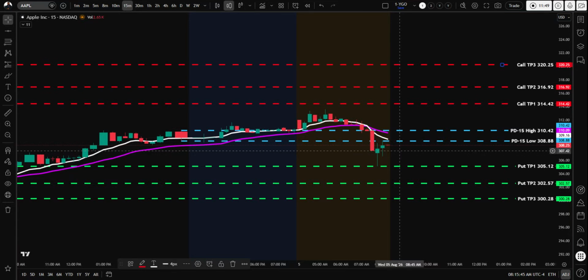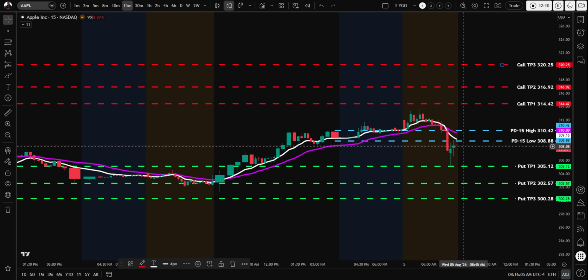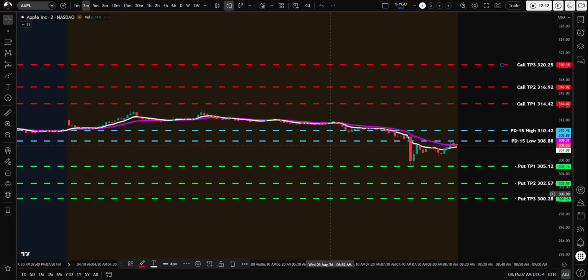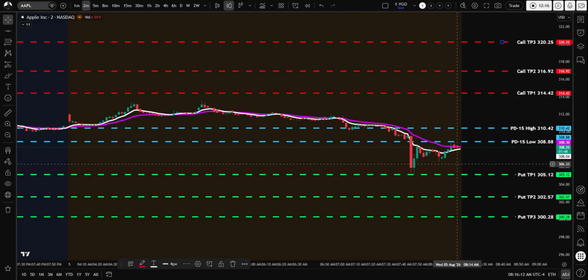Either I wait for it to come back and test the PD low, my PD 15 low, or I wait for it to test my EMA. The 8 EMA is the white line, 21. It has to come back and hold at that level, and then come back down with volume. Got to confirm with volume, and a lot of times I'll switch down to the actual 2 minute for this to happen, because for my entry, I actually switch down to the 2 minute.